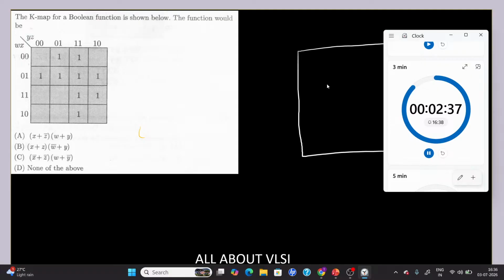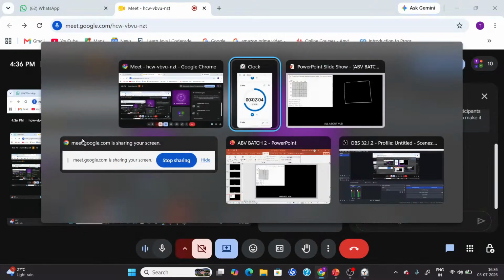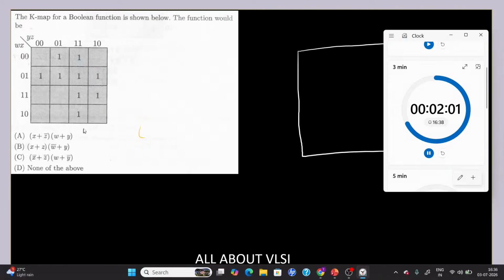Try to solve it and let me know the solution. What is the option which we are going to get for this problem? Option B. Okay, I got one answer. Let's wait for 30 more seconds and see the answers from other people also.